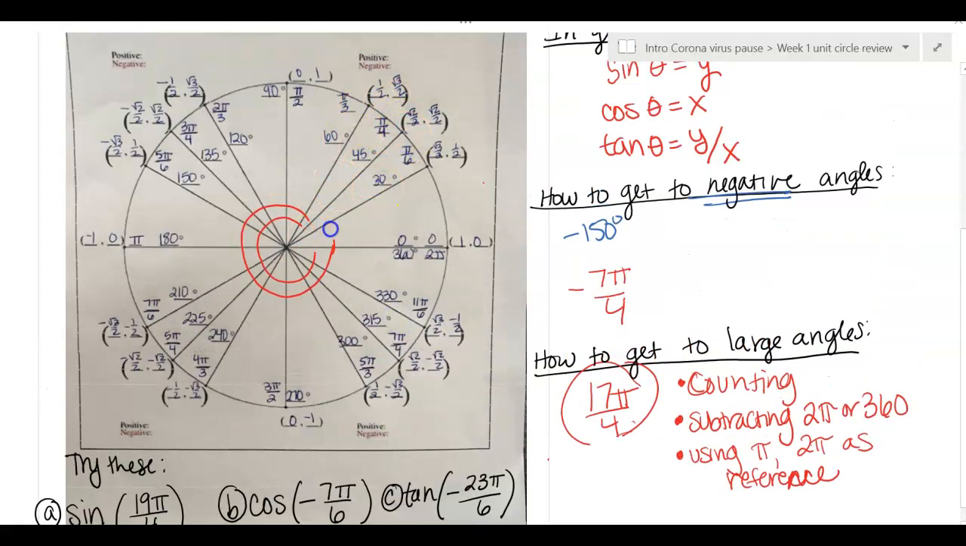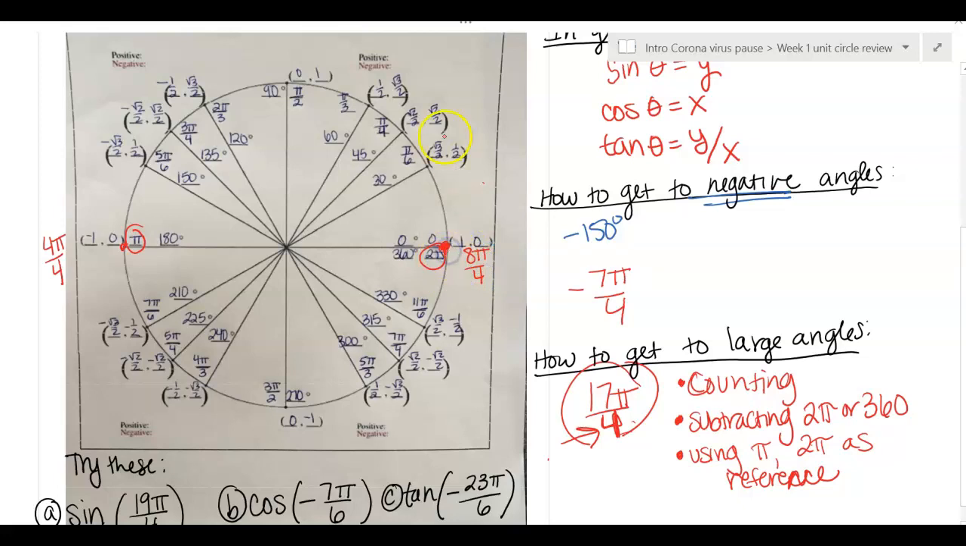And when I say that, what I mean is I look at 17 pi over 4, I see this 4 right there stands out to me, and I kind of want to think about everything in the world of fourths. So I have 0. If I go over here, it says pi, but what is pi in fourths? It would be 4 pi over 4. And then when I get back around the whole circle, it says 2 pi, but what would 2 pi be in fourths? It would be 8 pi over 4.